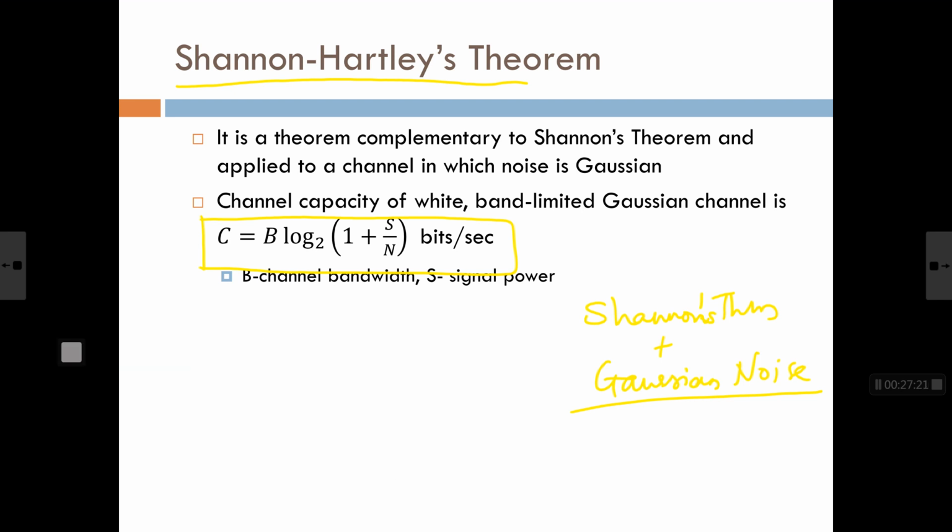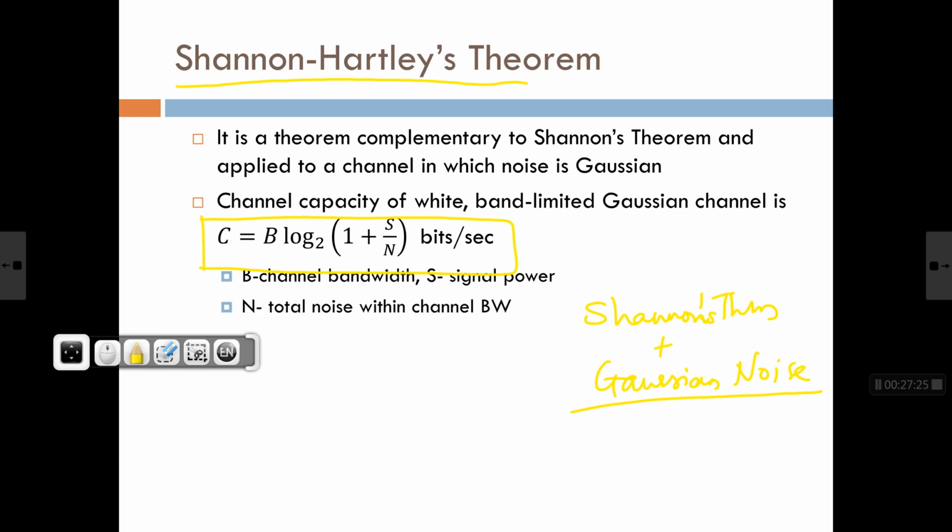But what is B? B is the channel bandwidth. What is S? Signal power. And N is nothing but the total noise within the bandwidth. Now please note that N is nothing but eta into B, where eta by 2 is the two-sided power spectral density. Now please note how we get N equal to eta into B.